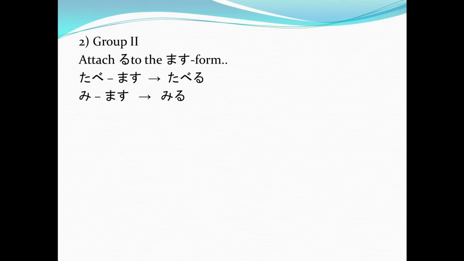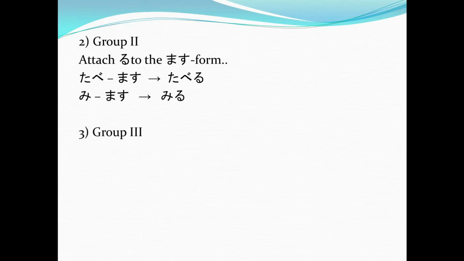Mostly because of the group 2 verbs and the group 3 verbs, wherein all verbs usually end in ru. So don't get confused whenever you hear someone ask you what is the ru form of the verb, because it's just the same as the dictionary form. They are just the same, or practically the same. All right.